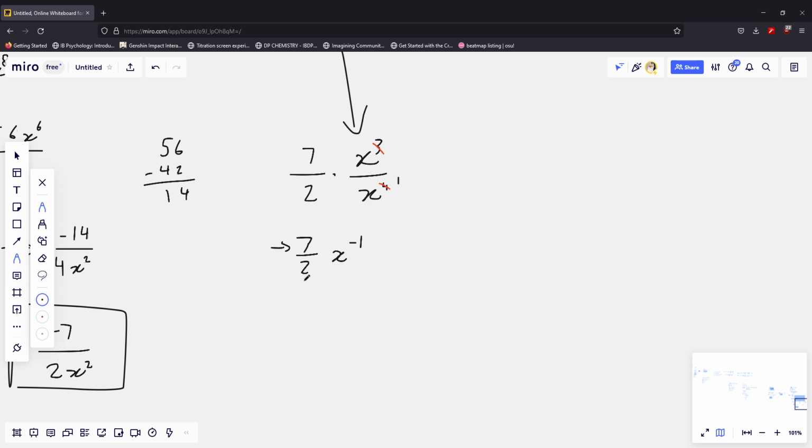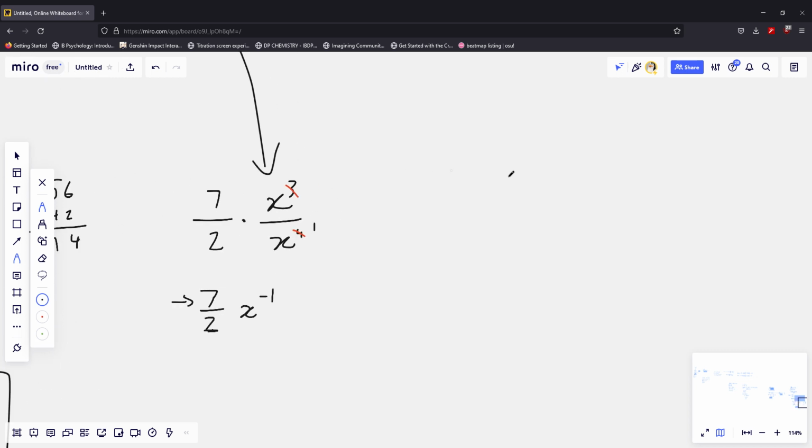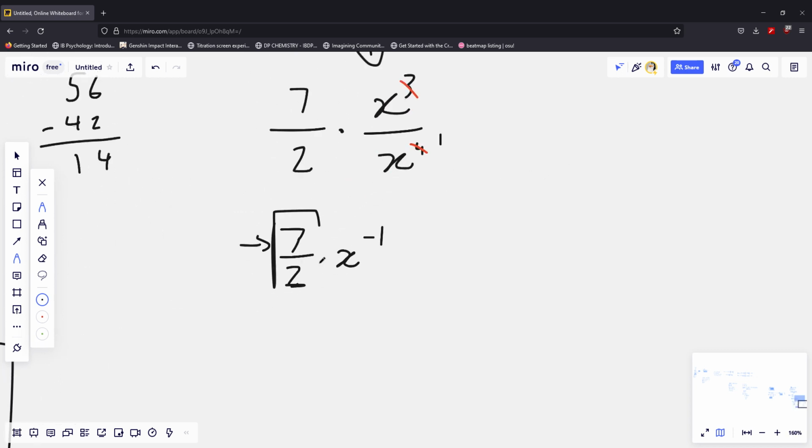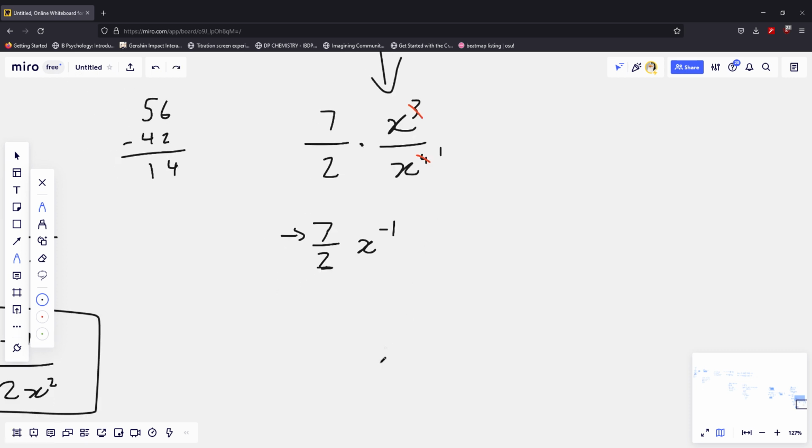Now let's use the power rule. Because remember, this 7 over 2 is a coefficient. So that means we don't have to use the product rule. The product rule only applies when we're multiplying two functions of x. This here isn't a function of x. It's just a coefficient, so we use the power rule.